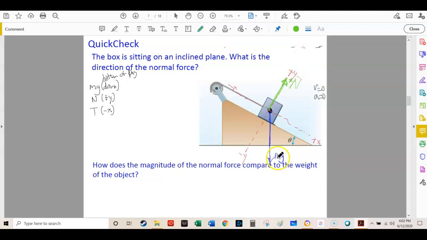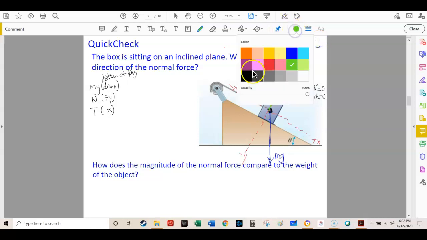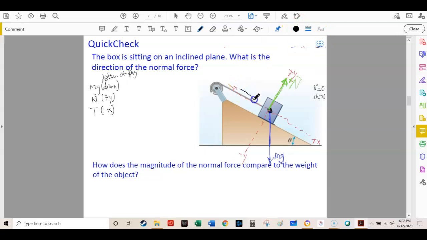Notice that I did not give mg a label, and that's because it's diagonal to this coordinate system. I'm going to have to break mg up into up and down and left and right. The tension in the rope, I'm going to use black, and that is pointed to the left, in the negative x direction.